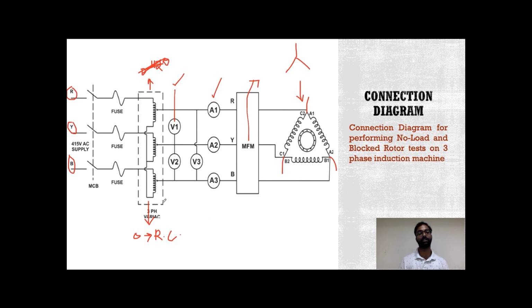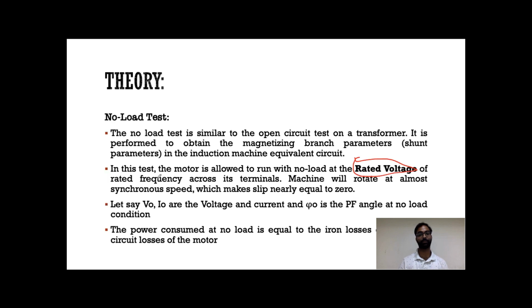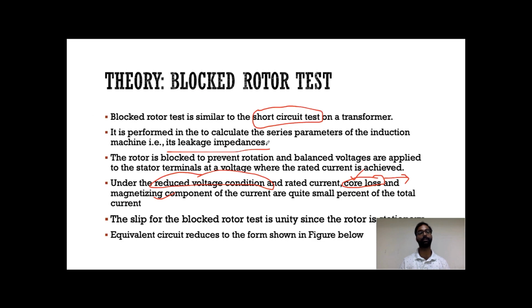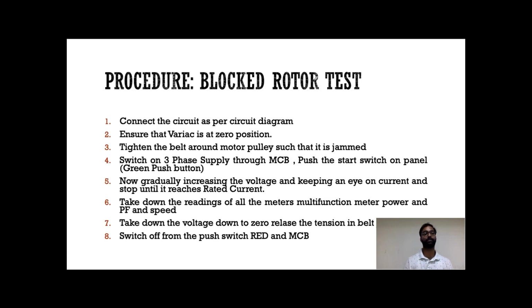I hope this is clear to you. Once the rated current is obtained, you can take the readings from the ammeter, the voltmeter and the multifunction meter, and these readings will be called the blocked rotor condition readings, and the rotor will be blocked at this particular condition. So this is the procedure for the blocked rotor test.